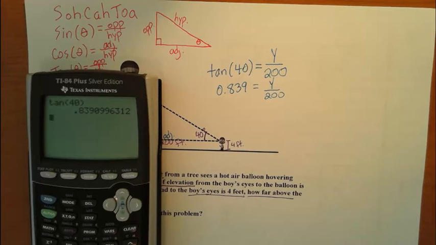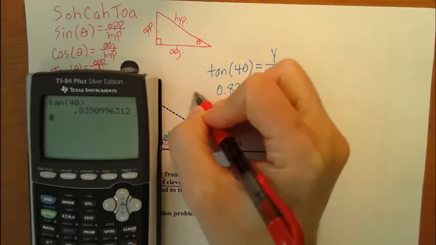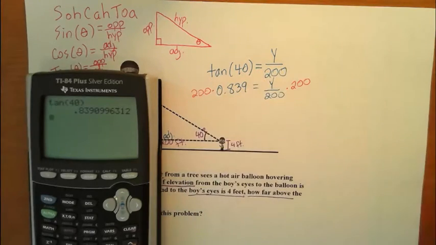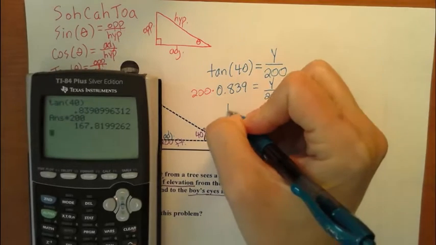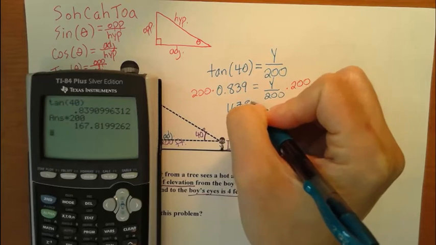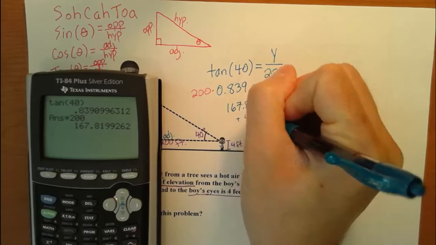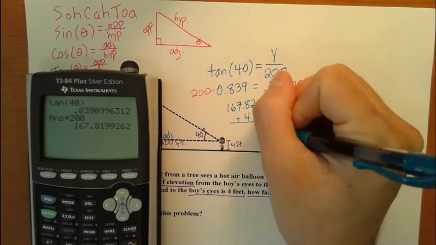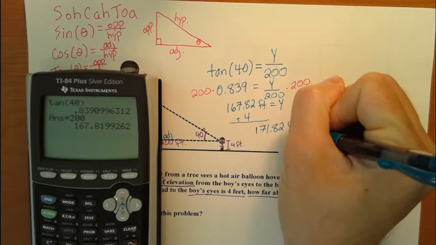From there, if you were using your algebra skills, you would just need to multiply by 200 on both sides, and that would give you your answer. So we could multiply that answer. We got 0.839 by 200, and our approximate answer would be that 167.82 feet would be our y value. And then you add 4 to it for the boy, and that would be 171.82 feet above the ground. And that would answer the question that we've been asked here.